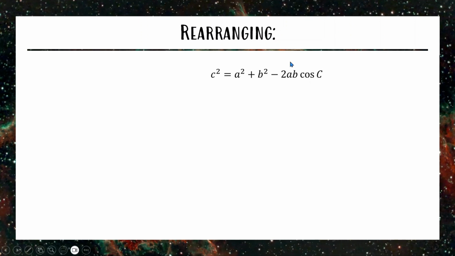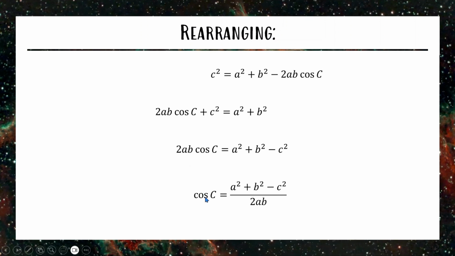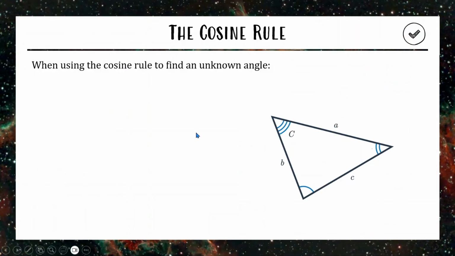So the best way to do that is we're going to take the minus 2ab cos C that's on the right hand side and plus it across to the left. So now it's positive and on the left hand side. We are going to get rid of the positive c squared on the left hand side by minusing it across to the right. So we have a squared plus b squared minus c squared over on the right. And now to get the cos C by itself, we're going to take the 2ab, which is multiplying on the left hand side, and divide it across to the right hand side. So we get cos C is equal to a squared plus b squared minus c squared, all divided by 2ab. This is the formula we're going to use to find unknown angles.